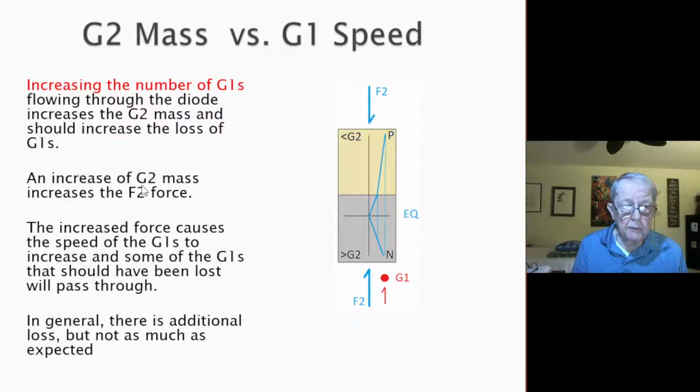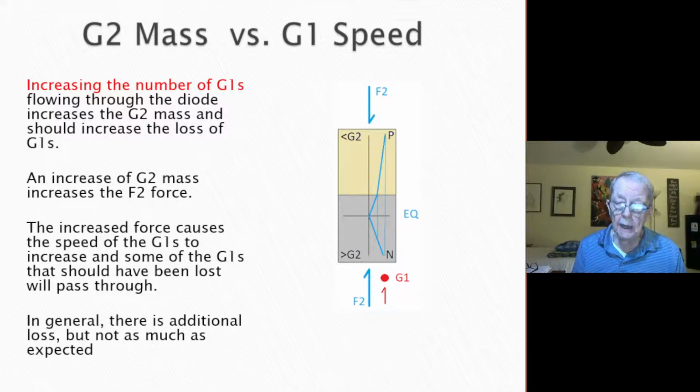But an increase of G2 mass, because I'm adding more G1s in here, increases the G2 mass. An increase of the G2 mass increases the force. The increased force causes the speed of the G1s to increase by 10%. The force is going to be increased by 10%. And some of the G1s that should have been lost when we made this statement, they should have been lost, are going to pass through more easily.